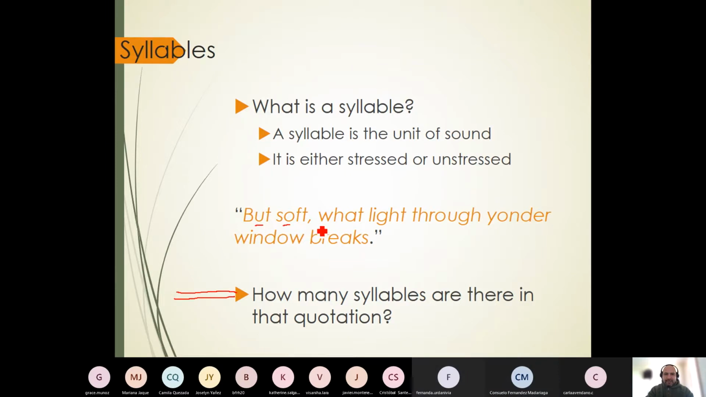But soft, we have 2. What? Light, we have 3 and 4. Through, yon, 5, 6, 7, 8, 9, and 10. Perfect. So we have 10 syllables. And do we have this succession of unaccented and accented syllables? Like, but soft. What do you think?